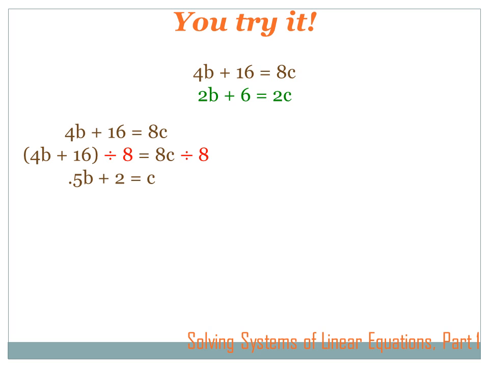Well, first let's take the brown equation. 4b plus 16 equals 8c. I want to get rid of that 8, so I isolate the c. So I'm going to divide the left side and the right side by 8.